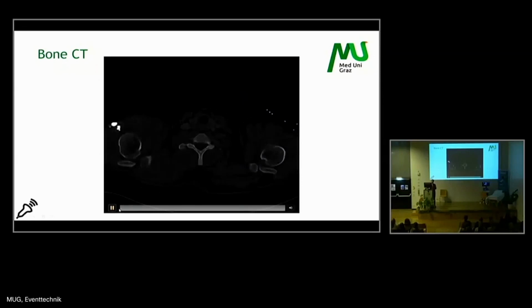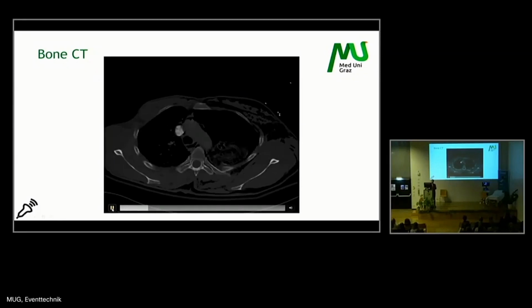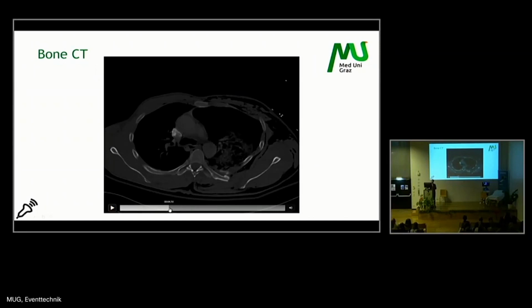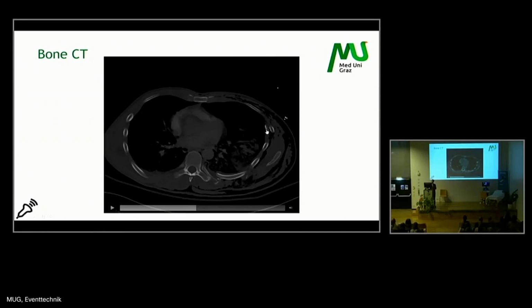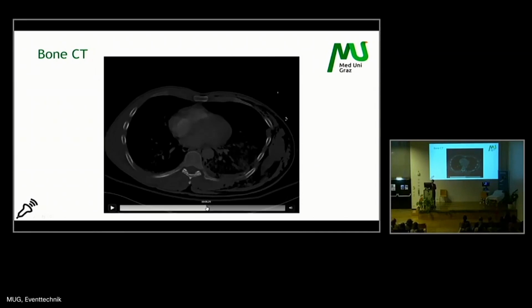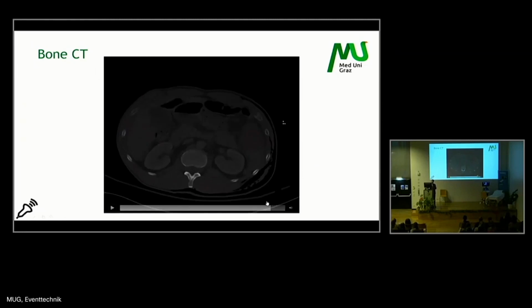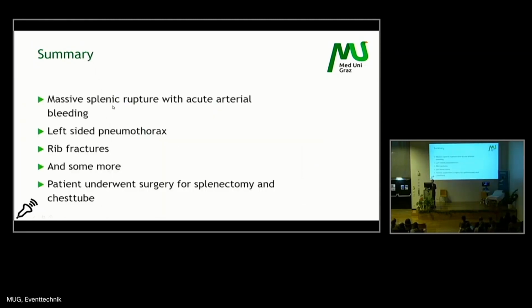Just for completion, I'm showing you the bony view, where you can identify a lot of rib fractures due to the accident here, very displaced rib fractures. So we have a massive splenic rupture with acute arterial bleeding. We have a left-sided pneumothorax. We have subcutaneous emphysema, and we have rib fractures and some more, which I didn't show you. The patient underwent surgery for splenectomy and got a chest tube, and is currently at the intensive care unit.